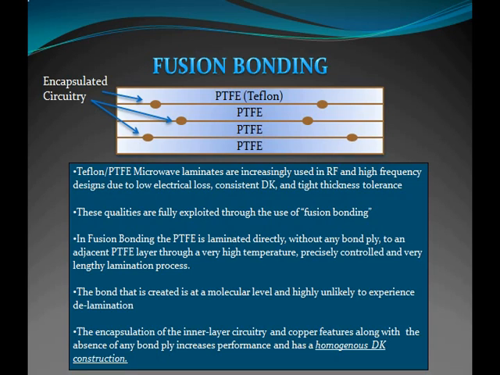However, the material and labor costs are higher than other forms of lamination. Fusion bonding provides the highest performance form of lamination available today.